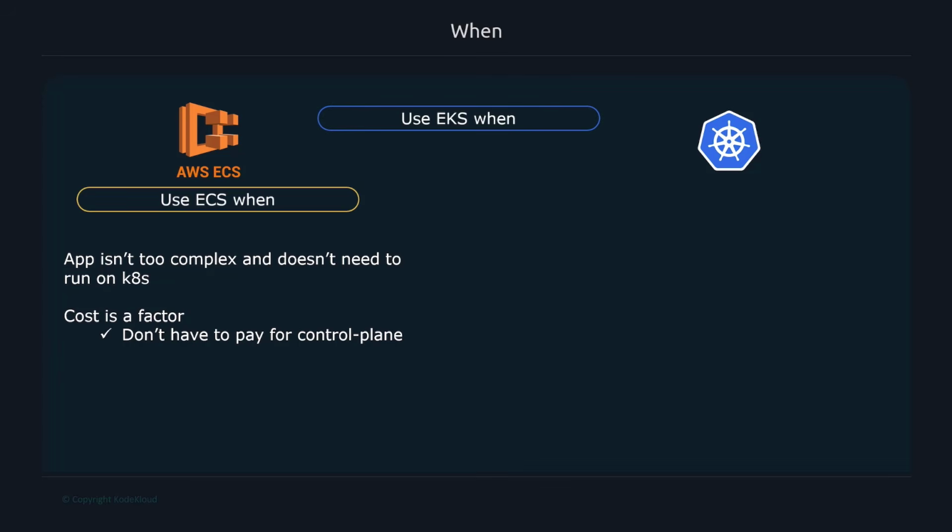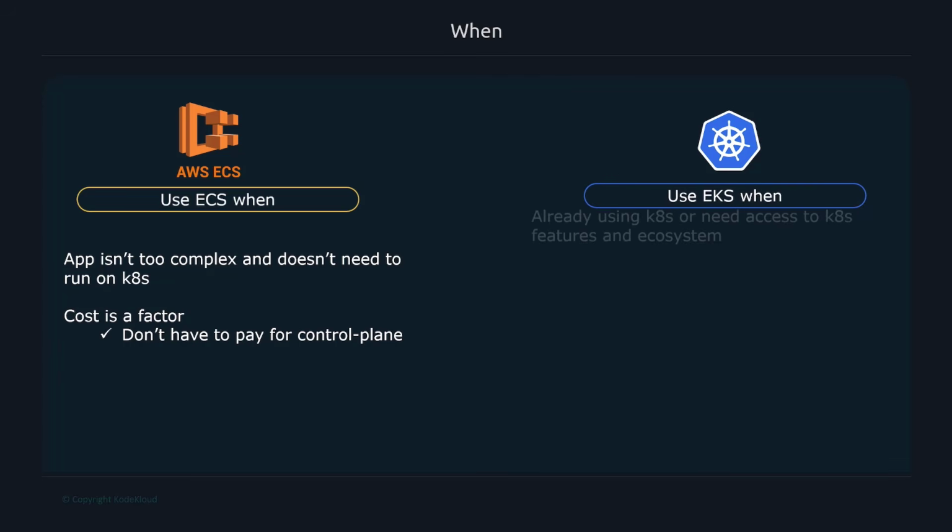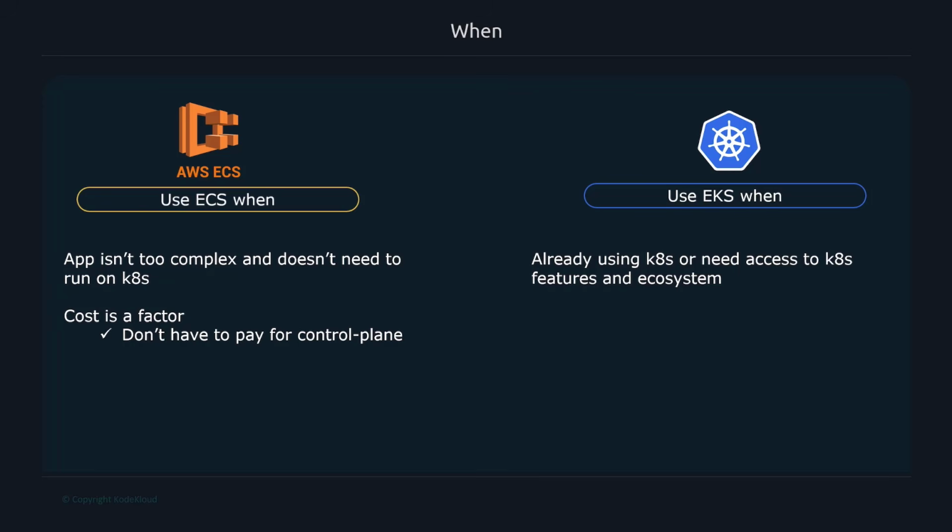So when would you want to use EKS? Well, if you're already using Kubernetes or you need access to Kubernetes specific features or something in the ecosystem, then you're going to have to use EKS, because ECS is not compatible with Kubernetes. It's completely separate software that has nothing to do with Kubernetes. They both are container orchestrators, but outside of that, they don't really have anything in common. So if you're already using Kubernetes, then you're going to have to use EKS.